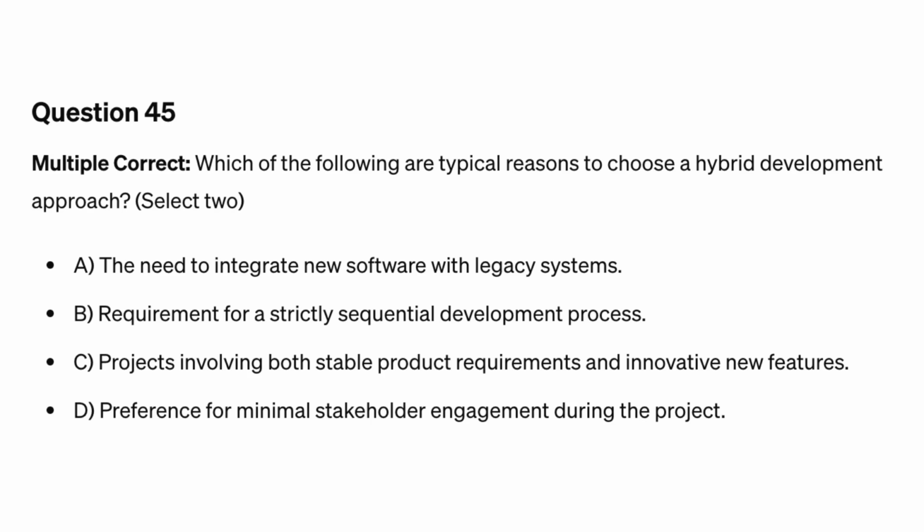Question 45. Which of the following are typical reasons to choose a hybrid development approach? Select 2. A. The need to integrate new software with legacy systems. B. Requirement for a strictly sequential development process. C. Projects involving both stable product requirements and innovative new features. D. Preference for minimal stakeholder engagement during the project.